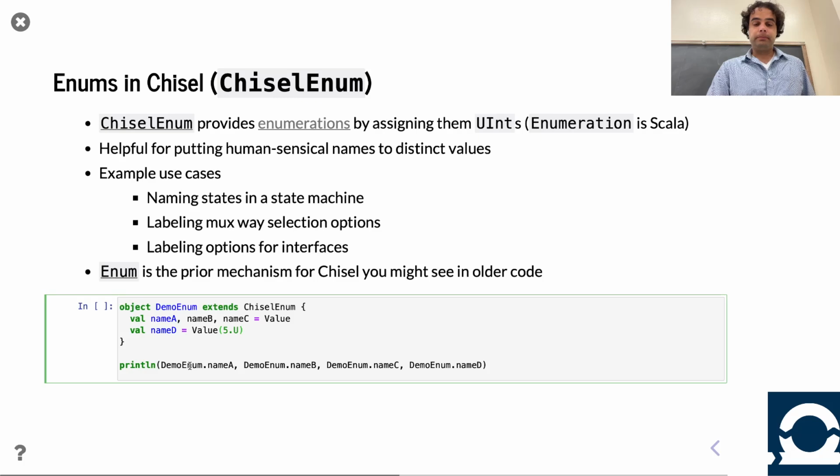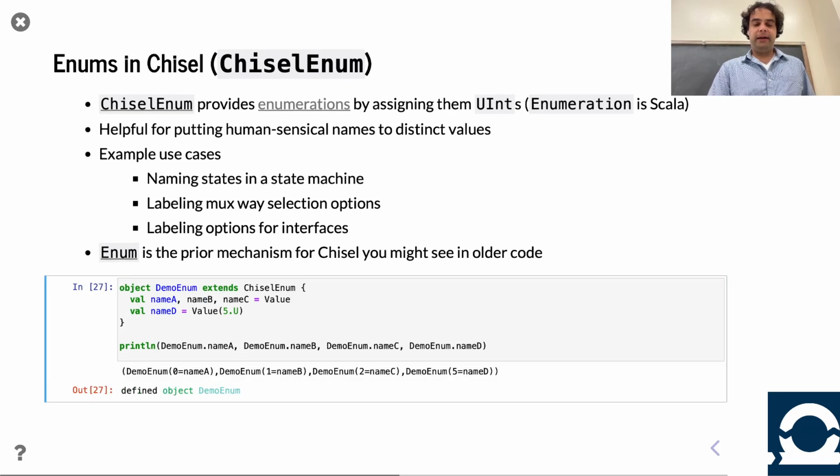So to see how this plays out, here we made a demo enum with name A, name B, name C, and name D, right? And name D we're setting to 5, and we can see thanks to toString methods how this plays out. Okay, so name A is 0, name B is 1, name C is 2, and because I told it to, name D is 5. And so yeah, this is an enum.